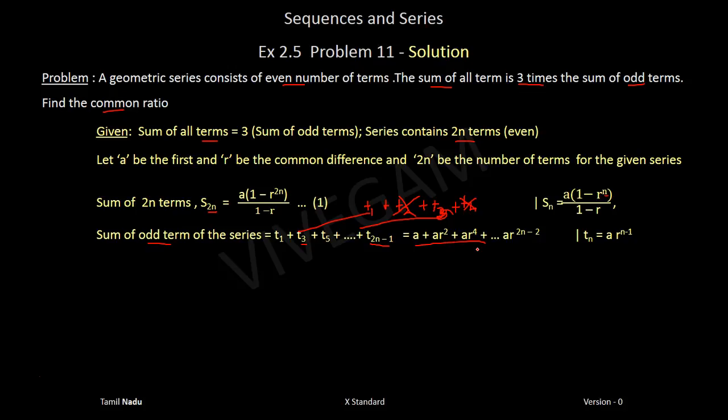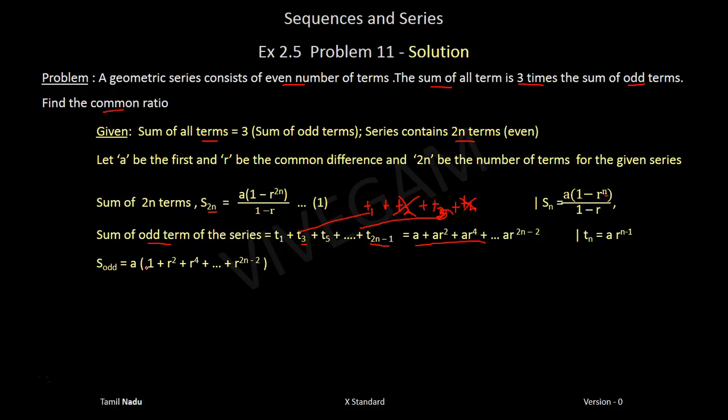So the sum of this series. Now if you look at it, a is common. So you can take a common out. So we will say this as S odd equals a common out. It will become 1 plus r square plus r to the power of 4 plus r to the power of 2n minus 2.